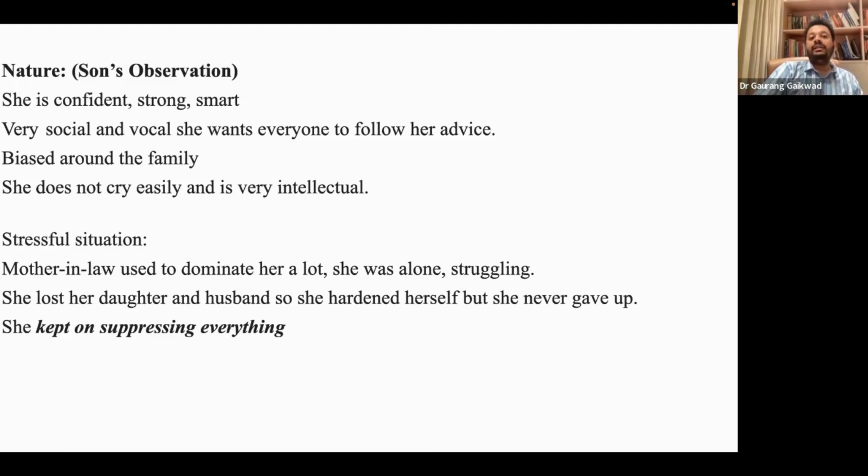Although, generally, she came across as someone who was very confident, very strong, very smart, very social, and a little strong-minded, a little obstinate. She wants to lead, and she always wants people to follow her. She's a kind of person who will not show her emotions very easily. She's generally very guarded. She's very intellectual. She will not cry very easily. She will not show her emotions very easily. She's that kind of person.